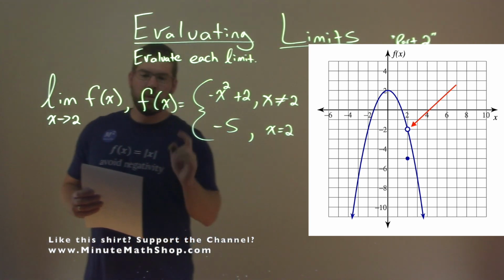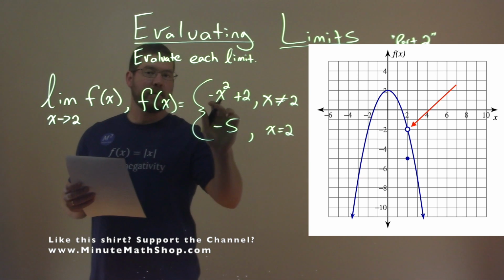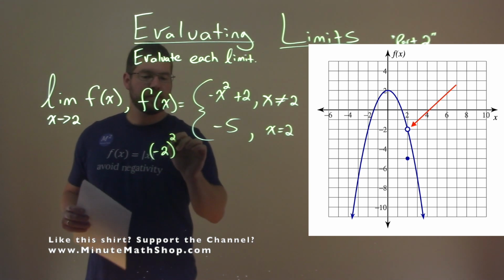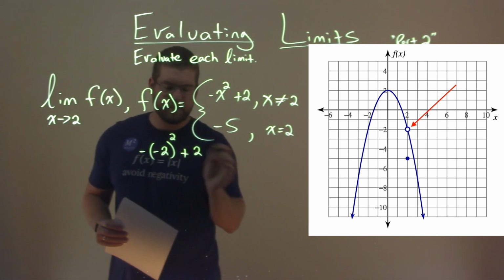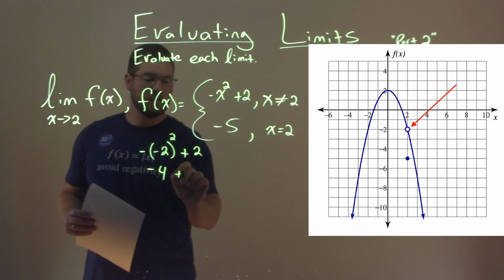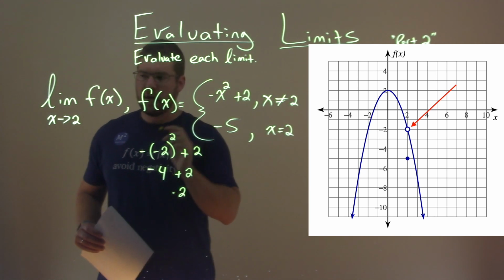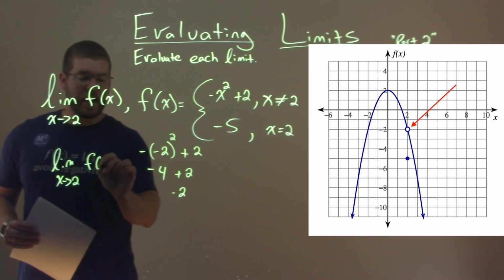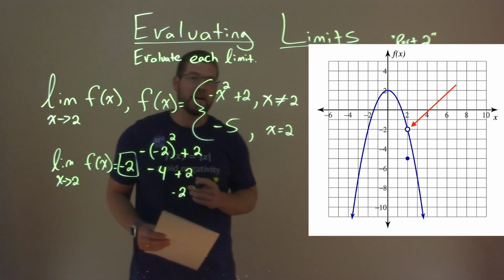Okay, so what we do is we say, all right, what happens if we put a 2 in for our x for the top equation? So we have negative 2 squared, and the negative out front, plus 2. Then we simplify this. 2 squared is a positive 4, but don't forget the negative that's out front, plus 2. Negative 4 plus 2 is a negative 2. And so we would say that this limit as x approaches 2 of f of x is equal to negative 2, and that is our final answer.